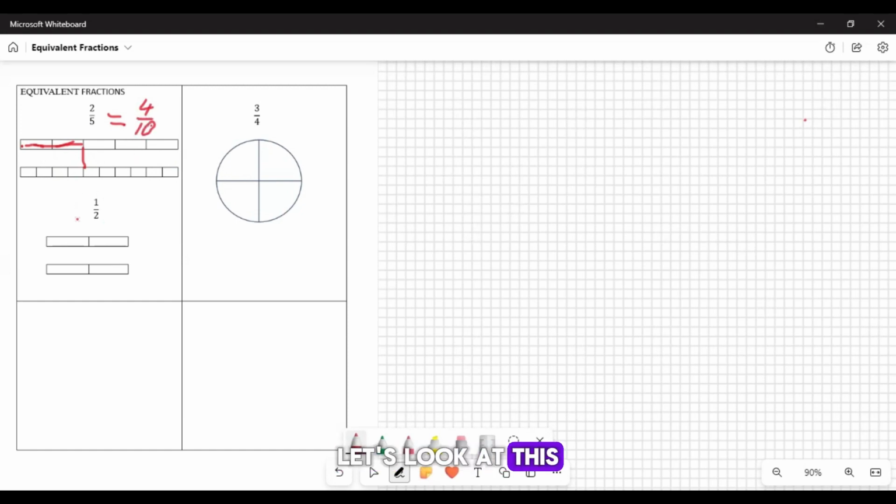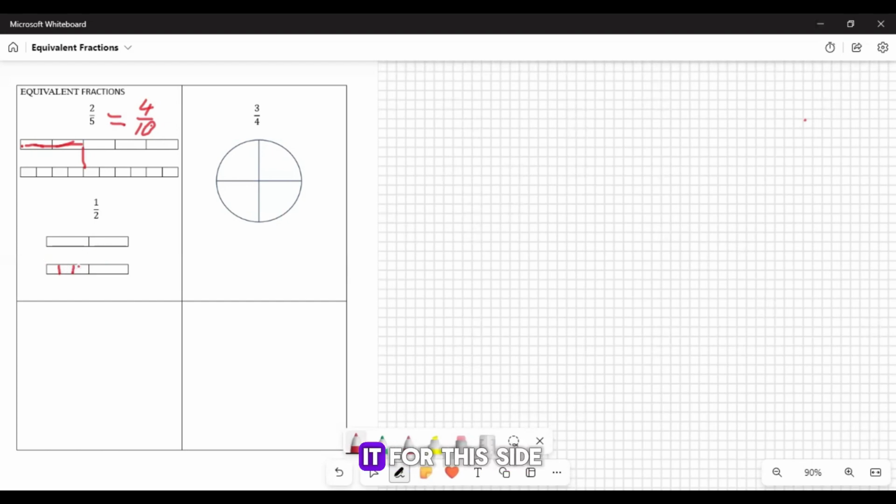Let's look at this. I have a half, so it means that I have a bar of soap. Then I divide it into 2 equal parts. And now they are too big for me. So I want to do something about the divisions. I want to divide this into 3 equal portions. So I divide here and I divide there.